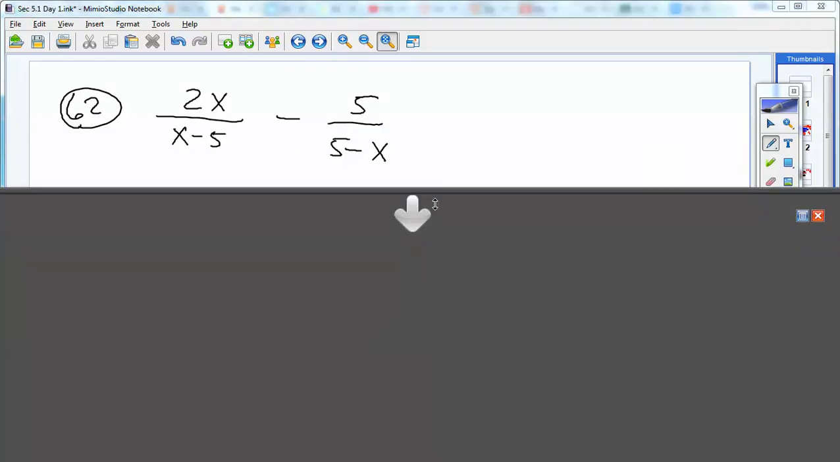62. Okay, 62 is, we're wanting to subtract two fractions. So now we need what? We need a common denominator. Now, it turns out we almost have a common denominator. We got x minus 5 and we got 5 minus x. Now, let's talk about that here real quick.